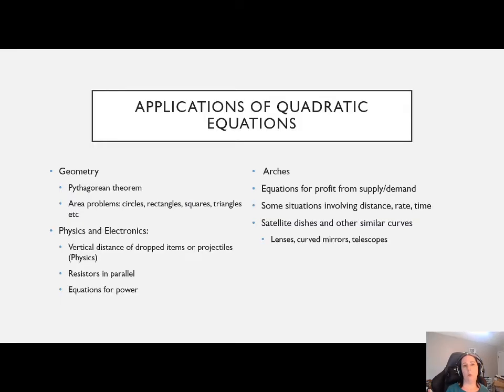So why are you guys learning about quadratic equations? You know, what is the point of this? Well, it actually shows up a lot in real life with geometry. So the Pythagorean theorem actually is a quadratic equation. There are a lot of different types of problems that you can do involving area, and they can be different shapes. Circles, rectangles, squares, triangles. Area is always something squared, which lends itself to a quadratic equation.